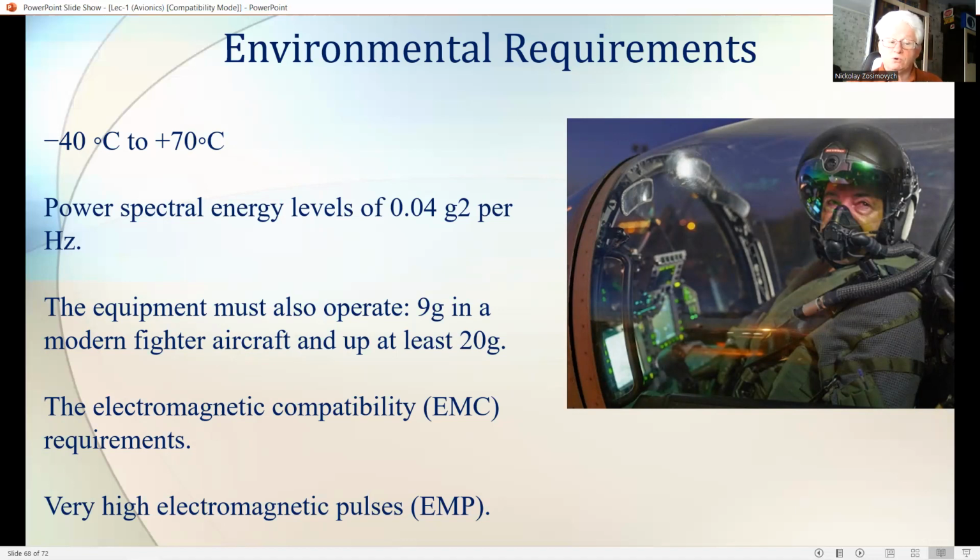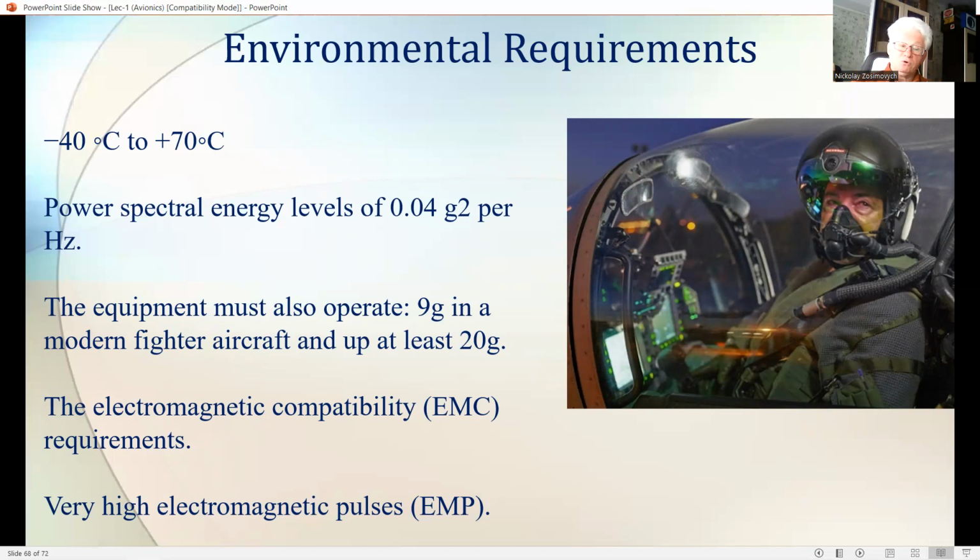The equipment must also operate under the maximum acceleration, in g, to which the aircraft is subjected during maneuvers. This can be 9g in a modern fighter aircraft, and the specification for the equipment would call up at least 20g. The electromagnetic compatibility, EMC, requirements are also very demanding.